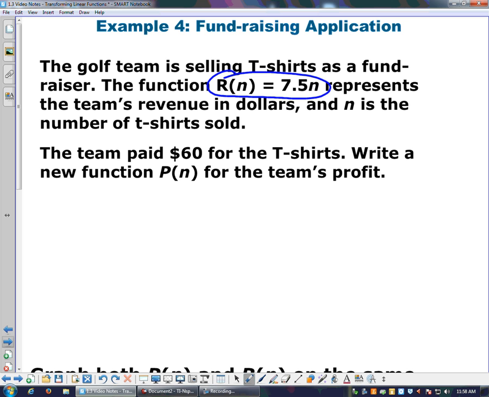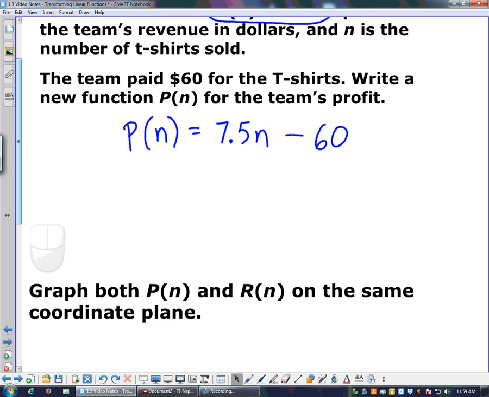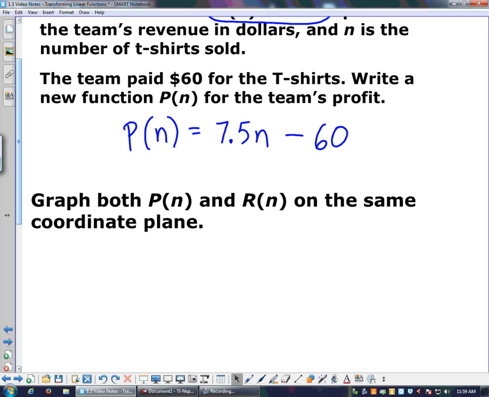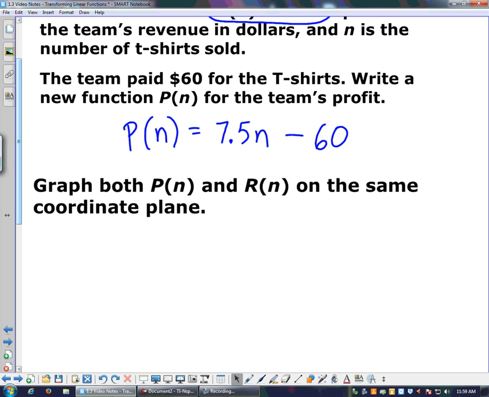But the team paid $60 for the t-shirts, so you're supposed to write a new function, p of n, for the team's profit. If we're going to figure out the profit, p of n, we have to have our original revenue function, 7.5n, but we have to subtract off the cost of those t-shirts. So we're going to subtract 60 from that. All right, and then graph both p of n and R of n on the same coordinate plane.